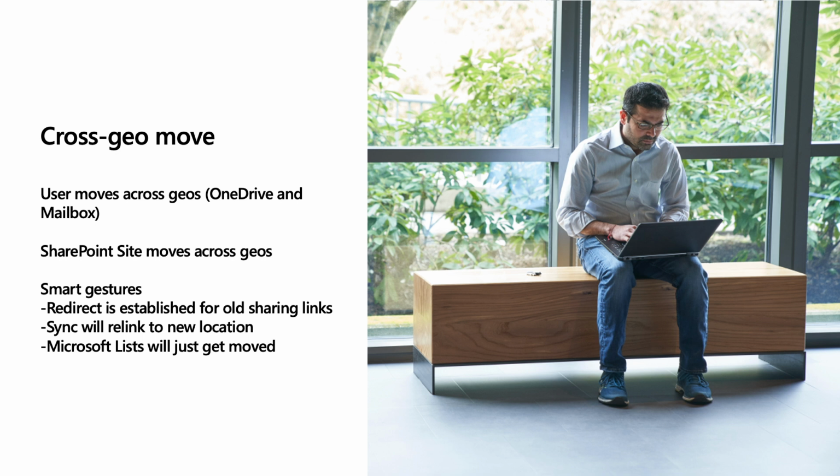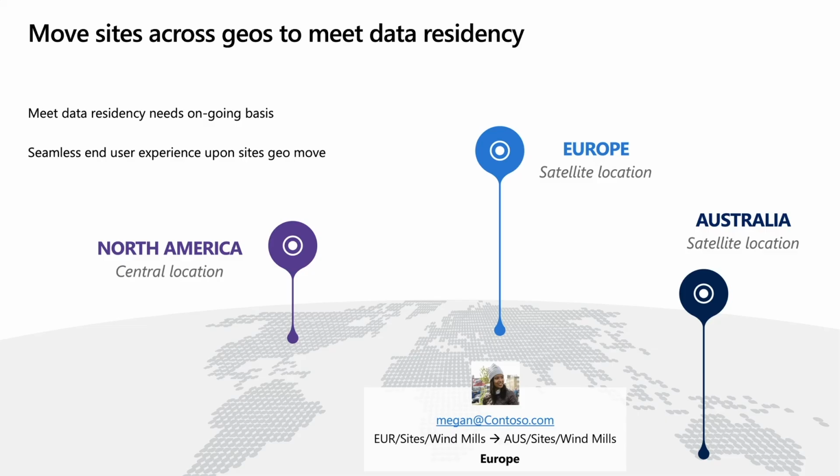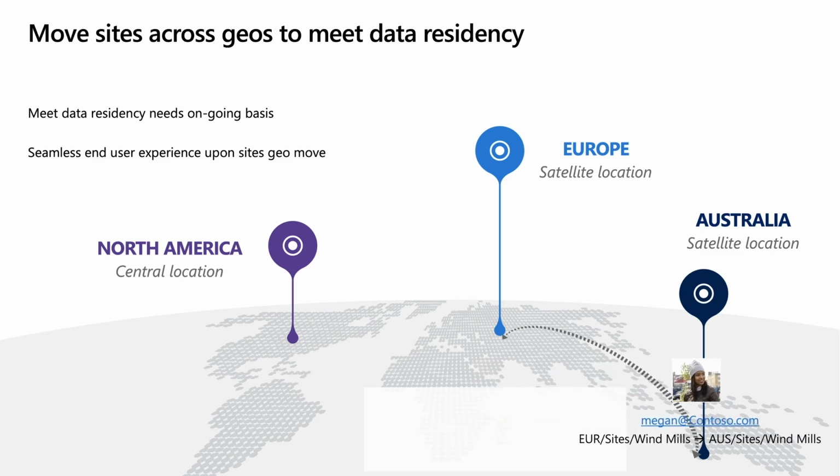To this end, we perform smart gestures that take care of redirecting links to the content, even when these assets have moved into another data center. We also work very closely with the sync client so that it backs off while the site move is taking place and reconnects to the new site location once the move concludes. Site content and functionalities, for example, lists, can also move seamlessly as part of GeoMove. Because data residency needs change over time, you can move users and sites across geolocations. Here we have a user and site who is moving from Europe into Australia. However, let's go and see what this looks like in action.